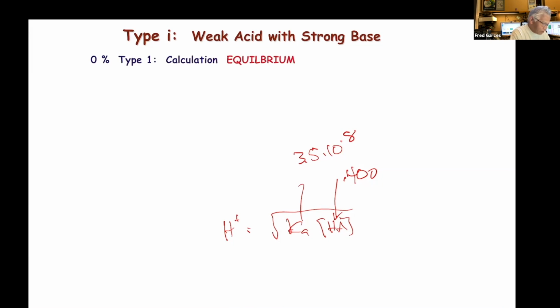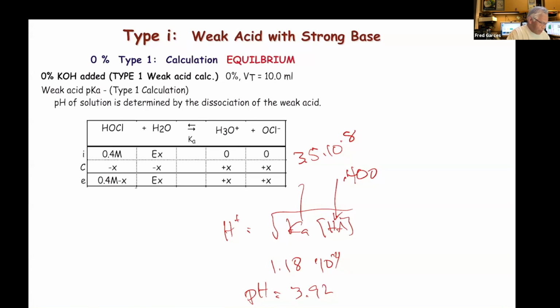And I'll show you that comes pretty close. I'm going to take 3.5 times 10 to the negative 8. I'm going to multiply that by 0.4. And then I'm going to take the square root of that. That number comes out to 1.18 times 10 to the minus 4. And then I'm going to take the negative log of that. So I get the pH. That comes out to 3.92. Took me less than a minute to do that. Okay, or you can go through the ICE table.